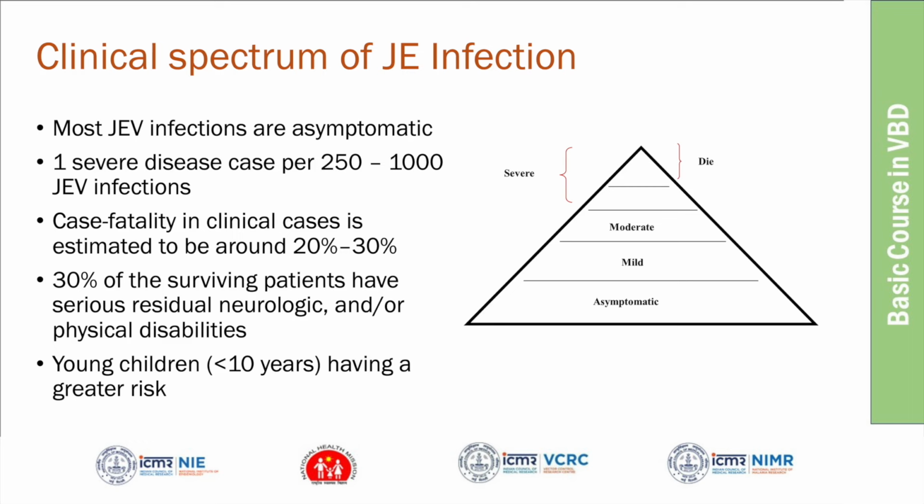Primarily, younger children have a greater risk of acquiring the disease. This is because JE infection can offer lifelong immunity. Most of the adults would have already been exposed to JEV. Only the naive susceptible population, the birth cohort, the children, will be susceptible to developing JE.